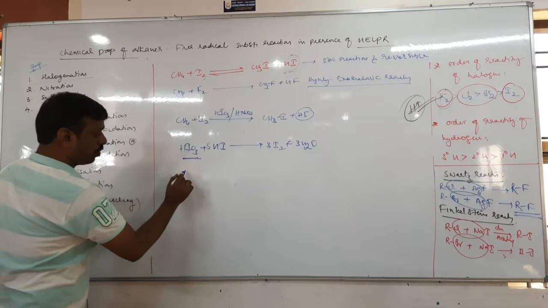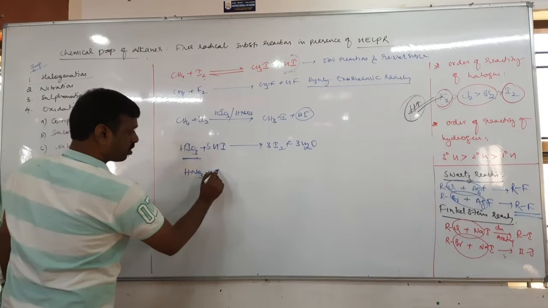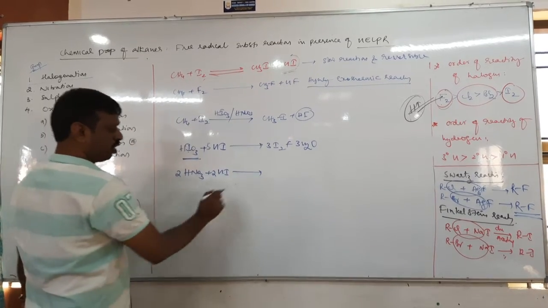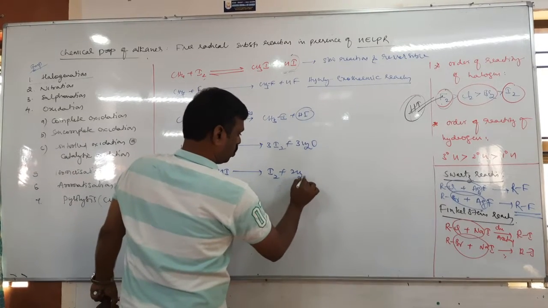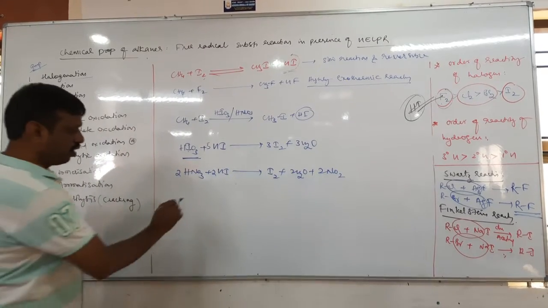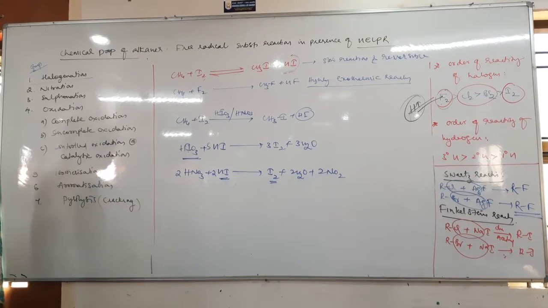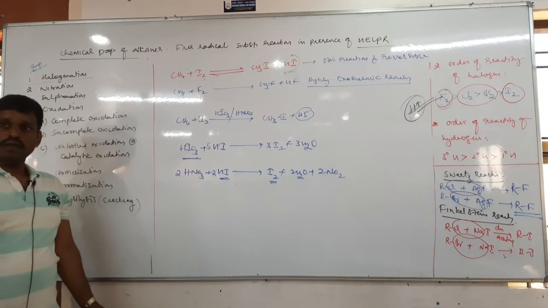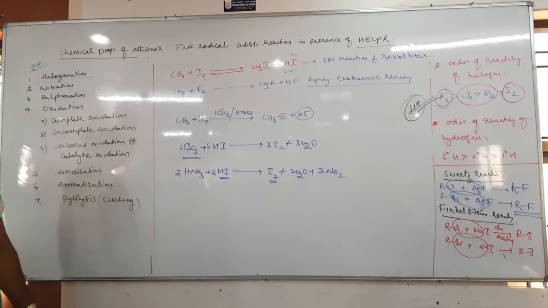So instead of HIO3 you can also take HNO3. HNO3 also reacts with hydroiodic acid, 2 moles, 2 moles. So it converts into, of course, I2 and 2H2O plus 2NO2. So therefore HI can get converted into I2. So in this way, this reaction can be used. Okay.